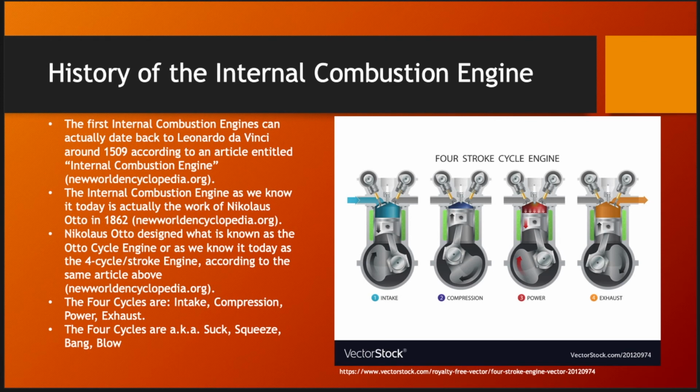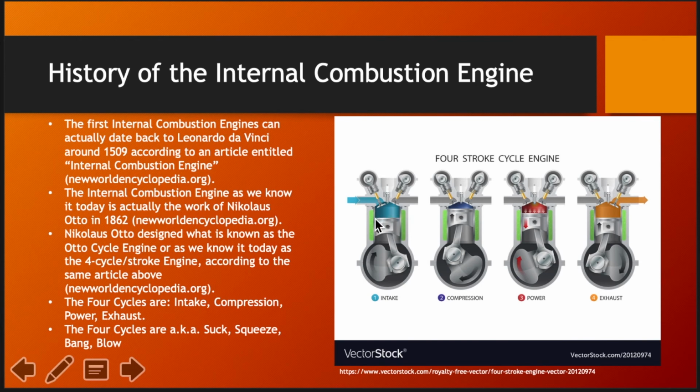But in the late 1800s, about 1862, Nicholas Otto designed the four-stroke engine, which is actually technically known as the Otto cycle engine. So the engine itself actually has 4 strokes, or 4 cycles that it goes through.